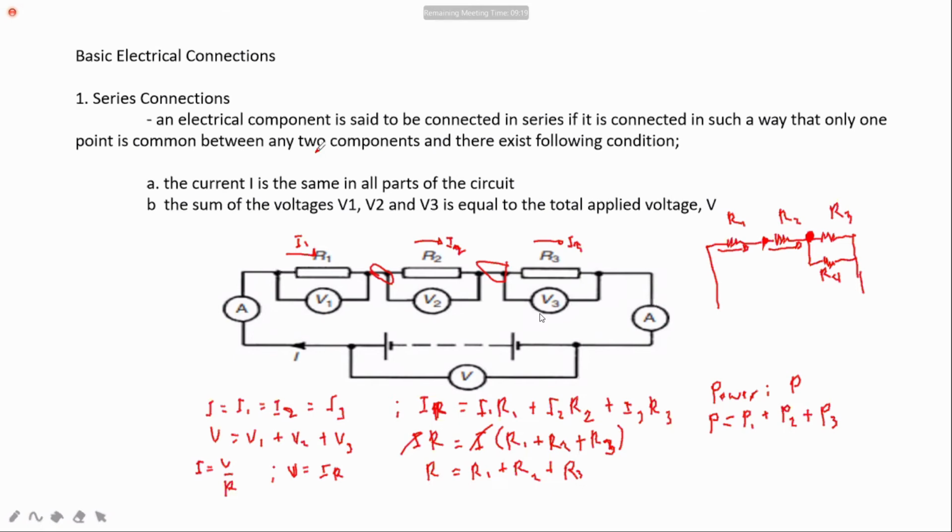And meaning if this condition here, one common point, has already been established, there must also exist these two conditions here, that the current is the same in all parts. No, that the current must be the same in all parts. In this case, if I have here current I1, that will be the same current I2. But can you say that the current in resistor 2 would be the same current in resistor 3?